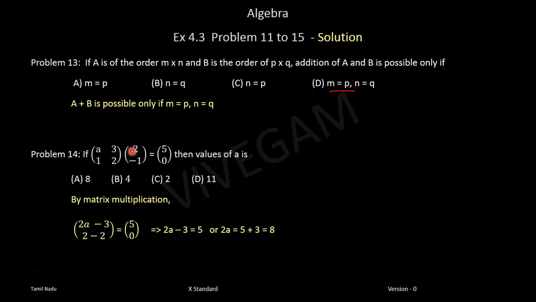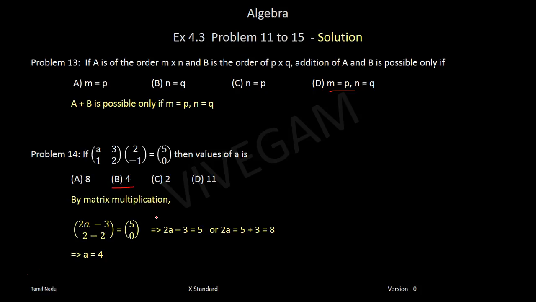So a into 2 is 2a, 3 into minus 1 is minus 3, so 2a minus 3, and 1 into 2 and 2 into minus 1, so 2 minus 2, that is basically 0. Anyway, equate this with the right hand side, which is 5 and 0. These two matrices are equal, which means the corresponding elements will be equal. So 2a minus 3 will be equal to 5, or 2a will be equal to 8, or a will be equal to 4, right? So a equal to 4 is option B.